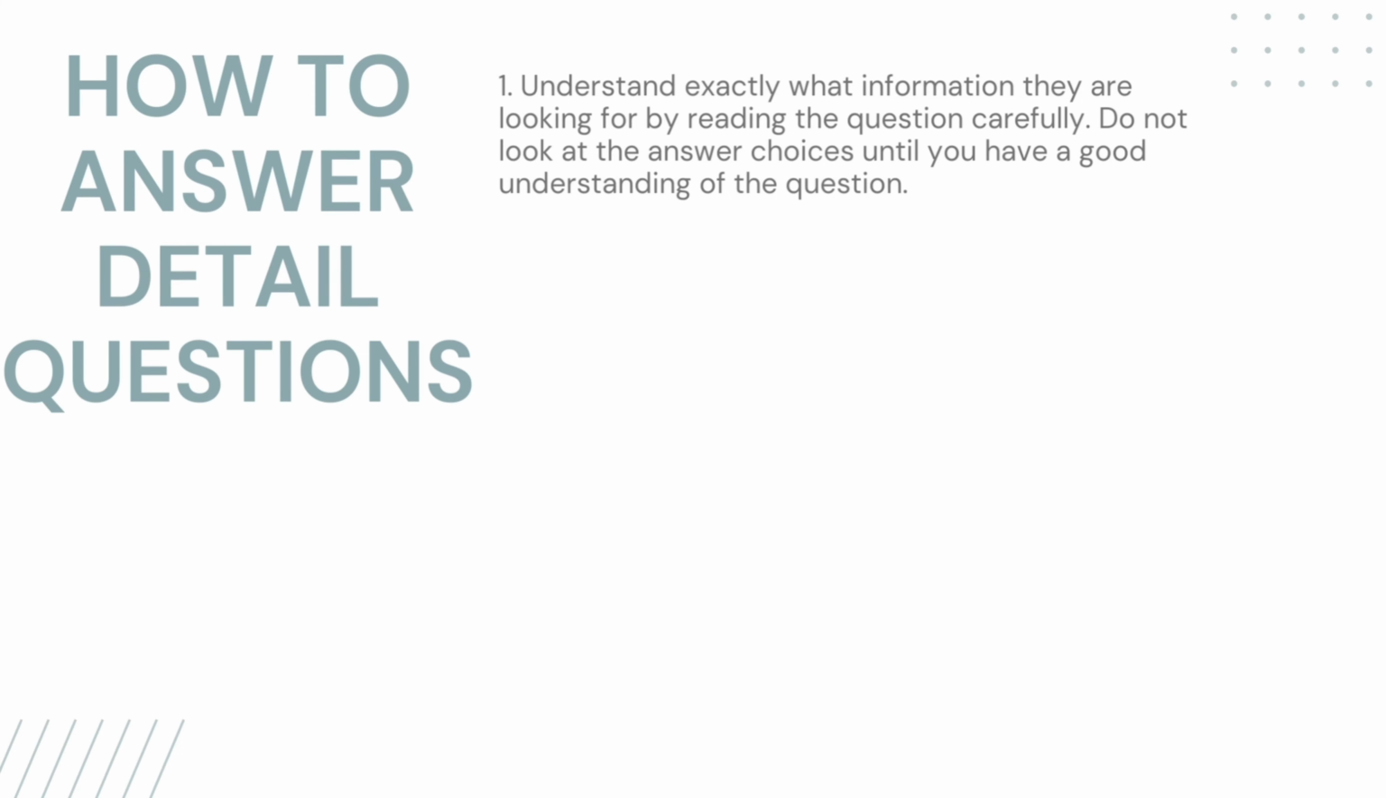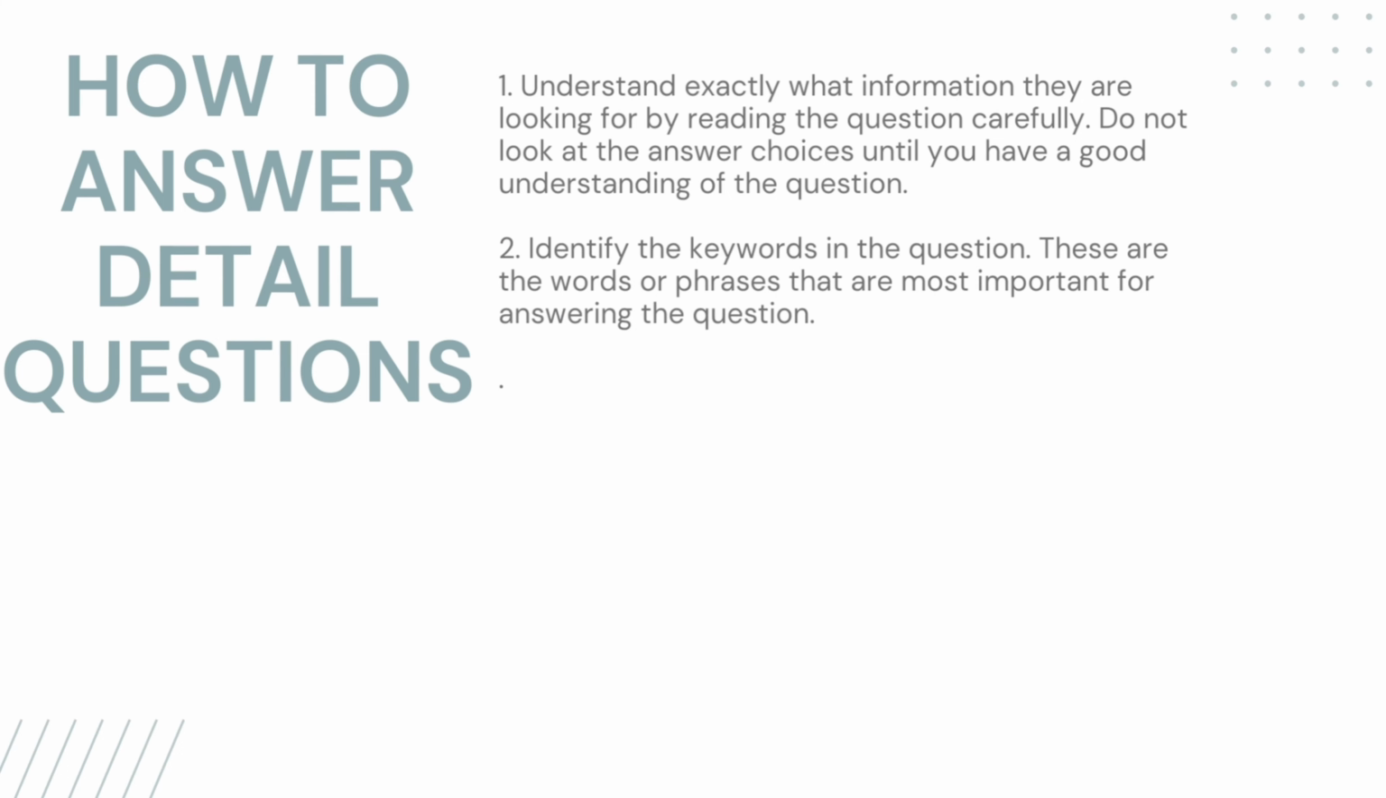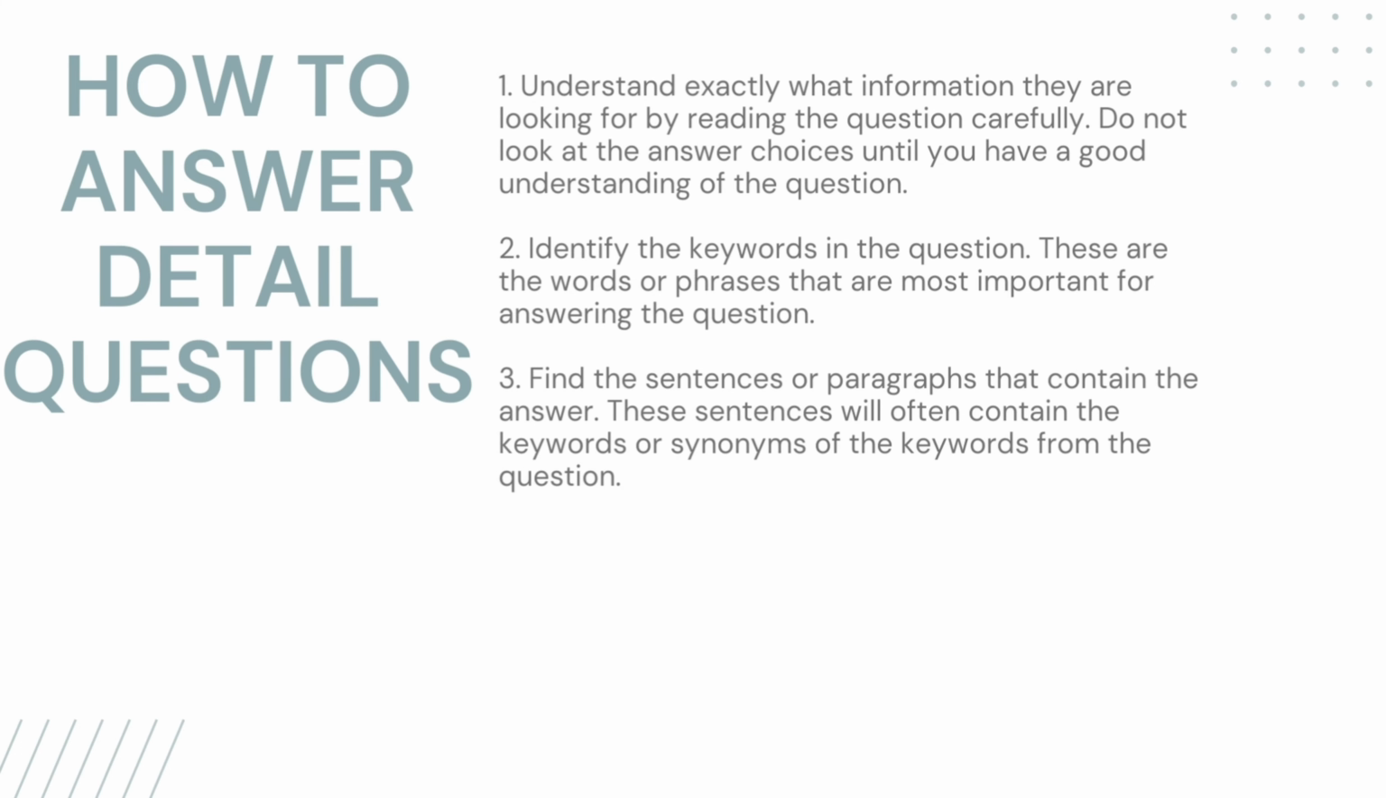And when you're trying to understand what the question is asking you, you can think of W questions. Why, what, who, where. Step 2, identify the keywords in the question. These are the words or phrases that are most important for answering the question. So we will practice that today. We'll practice looking for the keywords in the question. And step number 3, find the sentences or paragraphs that contain the answer. These sentences will often contain the exact keywords or synonyms of the keywords from the question.